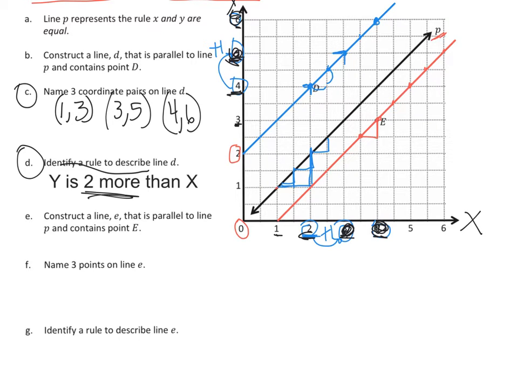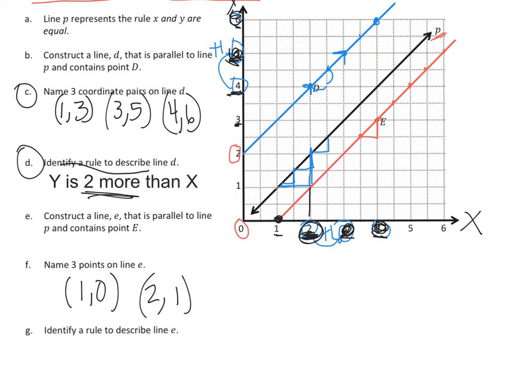So it says name 3 points on E. I'm going to go for whole points, meaning whole number ones. You can pick whatever you want. I'll do this first one down here. It looks like 1 on the x, 0 on the y. And I'll go to another whole point, which is 2, and that's going to meet up with 1.